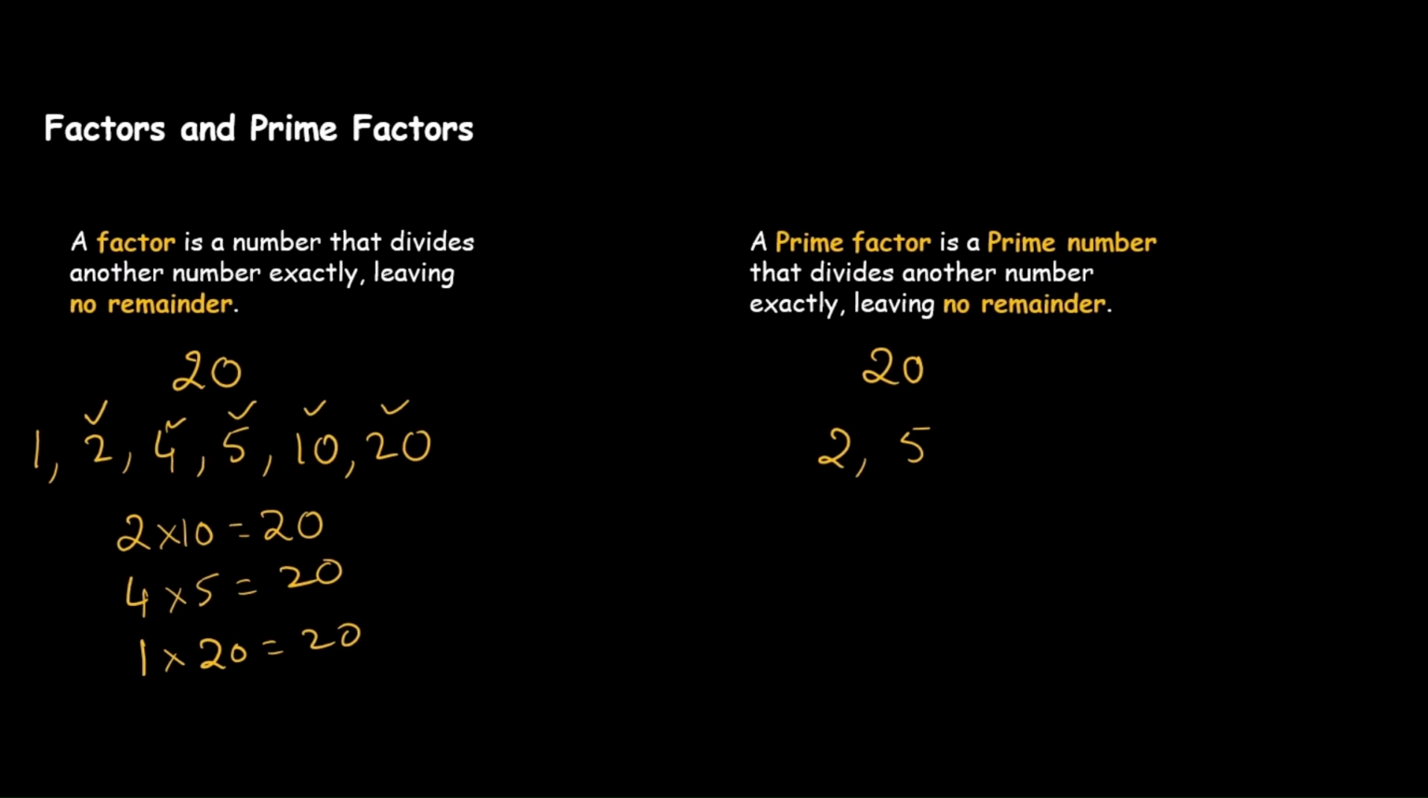But when it comes to getting 20 using prime numbers, it only has to be 2 into 2 into 5. 2 into 2 is 4. 4 into 5 is 20. So here are the examples of factors and prime factors. Please try with a few more numbers and try to identify what can be a normal factor of a particular number and what are its prime factors.